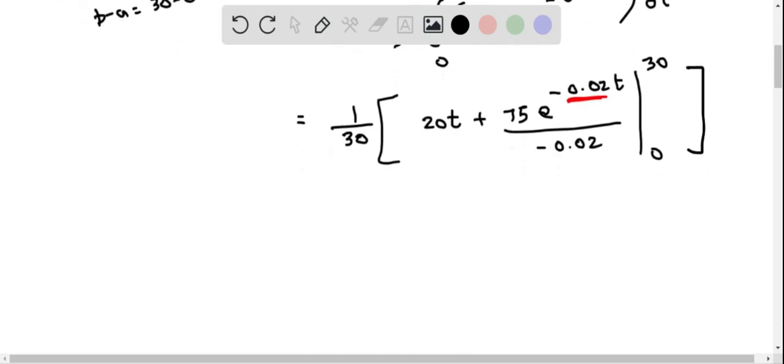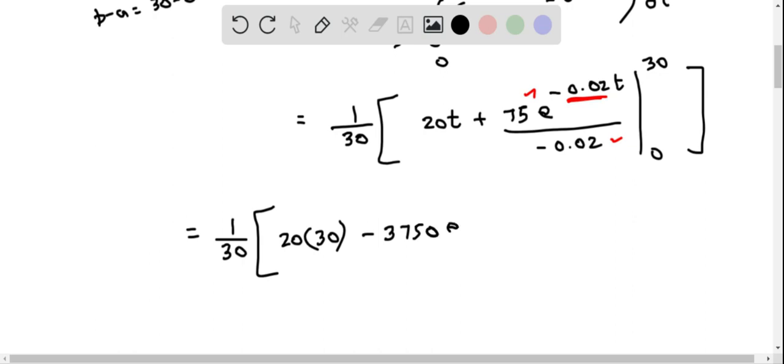So let's calculate this. Therefore this becomes 1 over 30. We then apply the upper limit, that is 30. When we apply the 30, we get 20 times 30, and this is 75 divided by negative 0.02. So we can do that, and when we do that, we get 3750 e raised to the power of negative 0.02. We replace t by 30, so therefore this becomes 30.